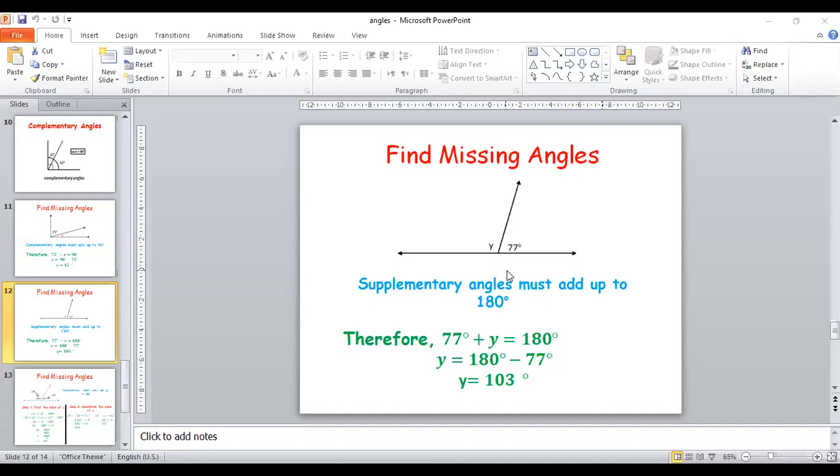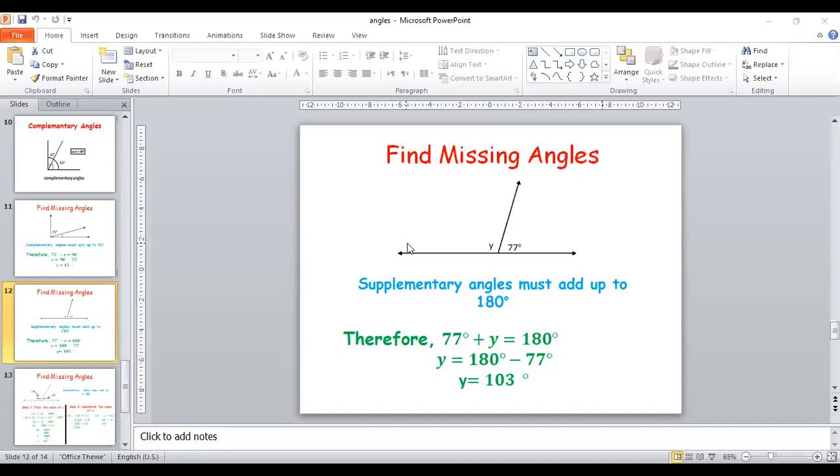Just for a quick review, supplementary angles add up to 180 degrees. As soon as you hear the word supplementary, it should click in your mind that they are angles which add up to 180 degrees. And complementary angles add up to 90 degrees. So basically, complementary angles must add up to 90 degrees and supplementary angles must add up to 180 degrees.